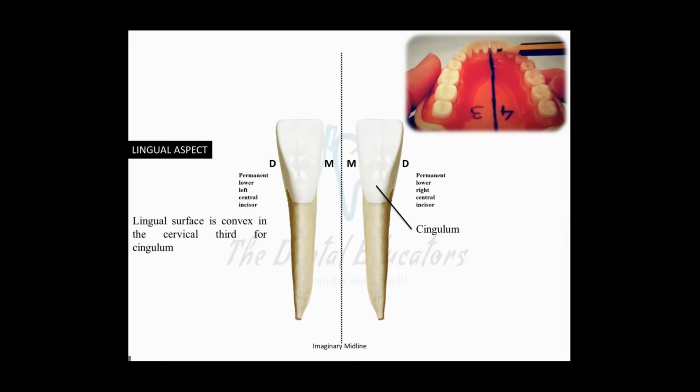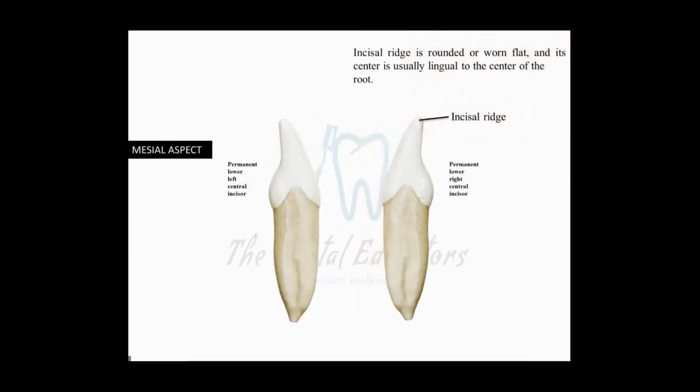Now if we go through this video demonstration, in the cervical third area of the right mandibular central incisor and in the cervical third area of the left mandibular central incisor, you can see a shallow convexity is there. This is basically referred to as the cingulum.